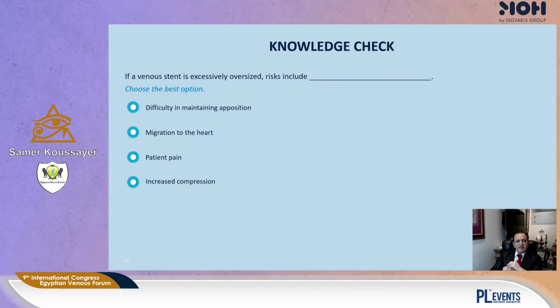If the venous stent is excessively oversized, what risks are going to happen? The patient ends up with pain. If you undersize, then the stent may migrate to the heart.